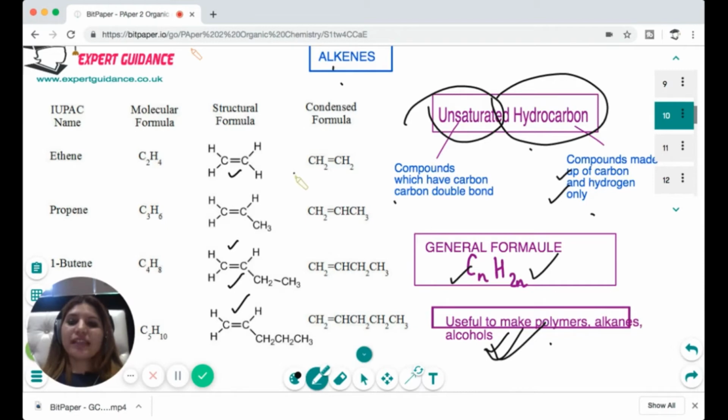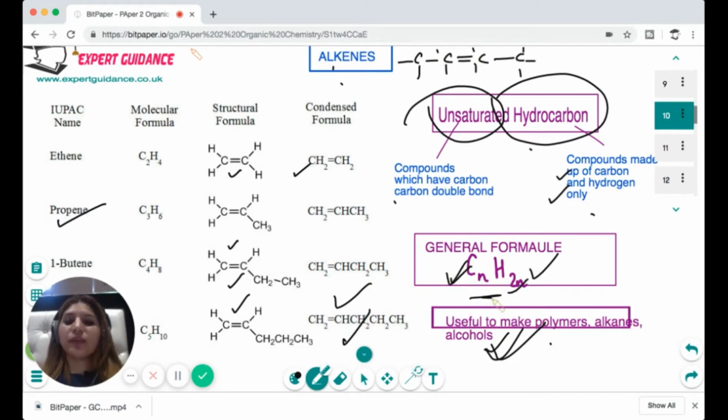So it always starts with ethene, then propene, then butene, and pentene. So you draw the number of carbons, put in a double bond, and remember each carbon can make 4 bonds. So fill the rest of the valencies of the carbons with hydrogens, and you will see that carbon and hydrogen are in the ratio 1:2.